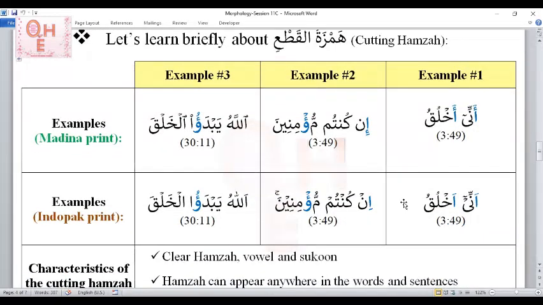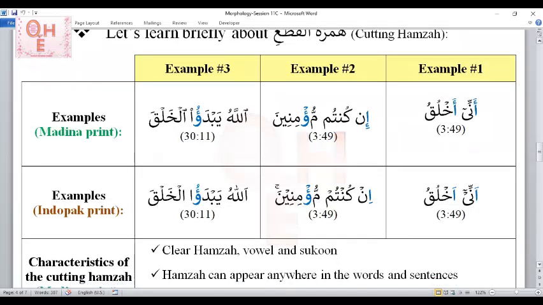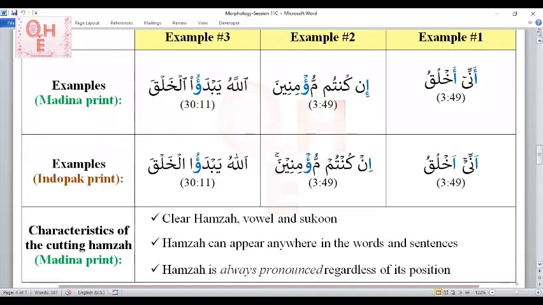Inshallah, we have a table here showing examples of this type of Hamza and its characteristics, briefly. I have three columns of examples, and I'm showing two prints, Medina print and Indo-Pak print, and also the characteristics of the cutting Hamza in terms of Medina print. Let me go over the Medina print first, inshallah, with the characteristics alongside the print.